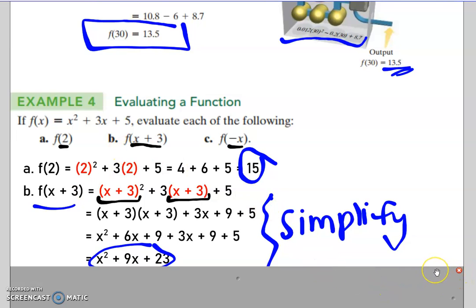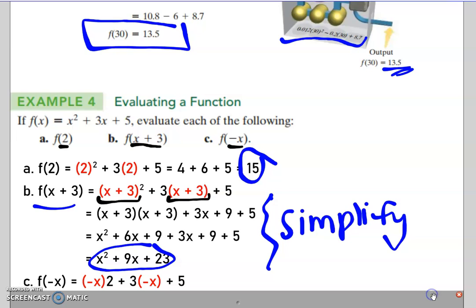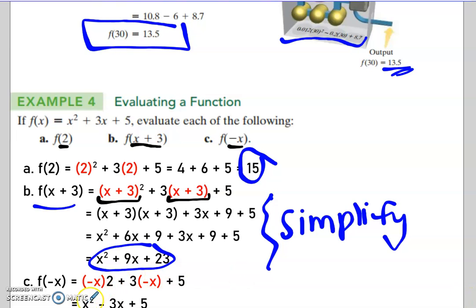And then the last one is f of negative x. So this should equal negative x squared plus 3 times negative x plus 5, and then we are also going to simplify this. Negative x squared is a negative x times a negative x. What's that going to give me? A negative times a negative is going to give me a positive x squared. 3 times negative x gives me negative 3x, plus 5. And there I have my answer.